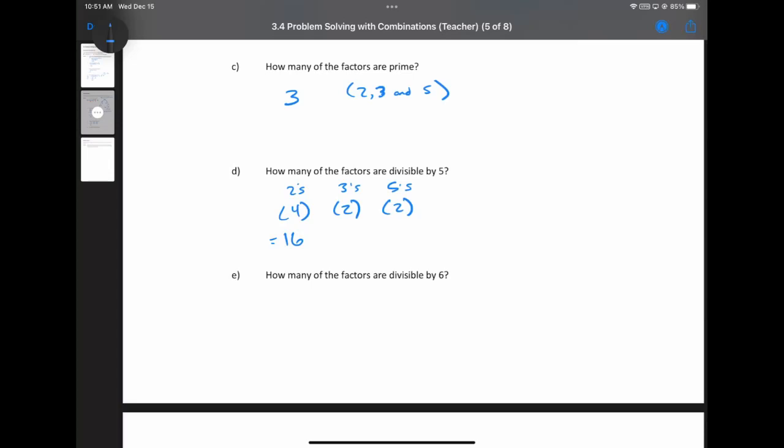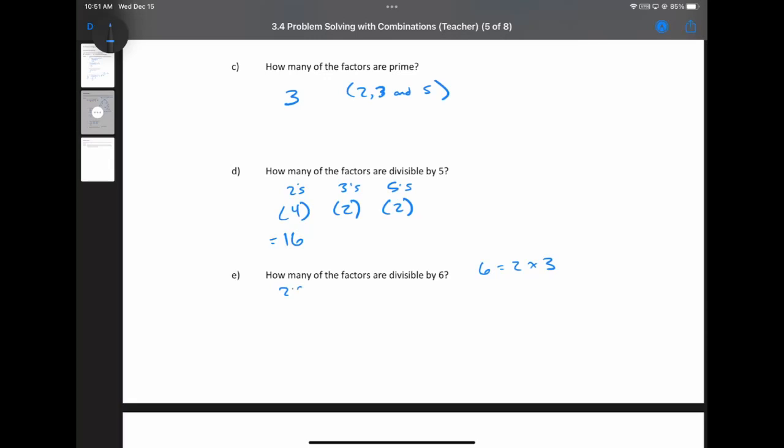Lastly, for this question, how many of the factors are divisible by 6? I will point out that I have on tests before had people say, well, there are no factors divisible by 6 because 6 is not in our prime factorization list. It's true because it's not prime. It is, however, equal to 2 times 3. So if it's divisible by 6, it must be divisible by both 2 and 3, which means that when we're selecting 2s and 3s, we have to have at least one of each of those.